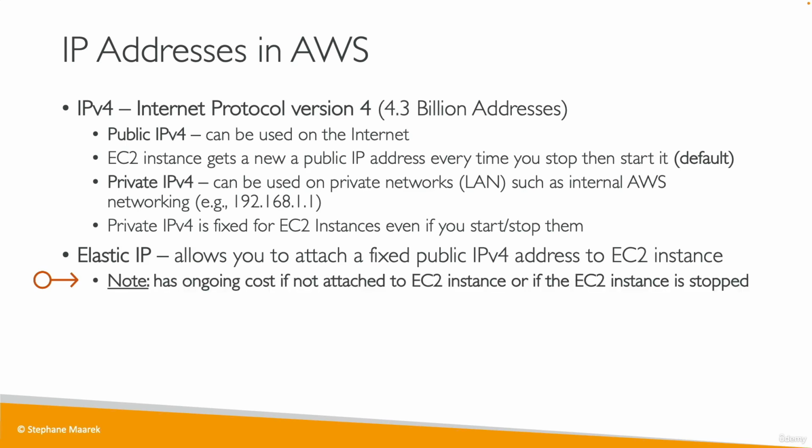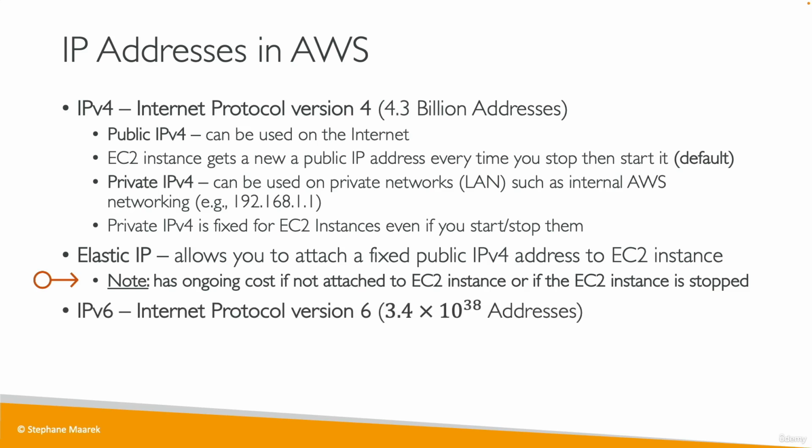So if you leave it attached to your EC2 instance, you don't pay for it. But if your EC2 instance is stopped or your elastic IPv4 is not attached to anything, then you're going to have an ongoing cost because AWS needs to pay to keep that public IP alive and within its own network. So that's why elastic IP can be beneficial to have a fixed IPv4 that's public, but also can cost you some money if you don't use it or if the EC2 instance is stopped.